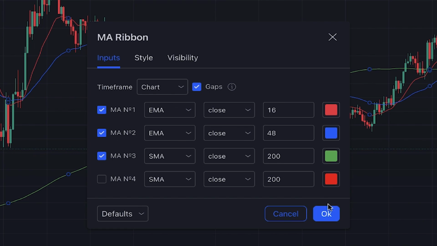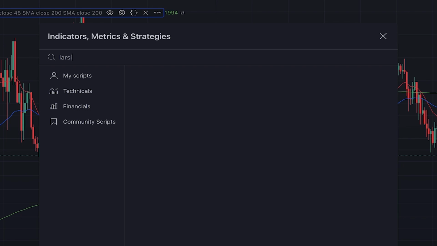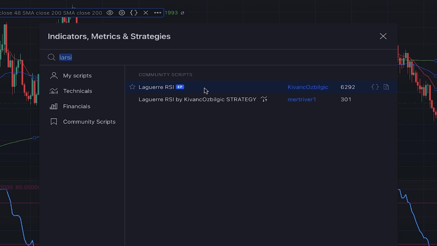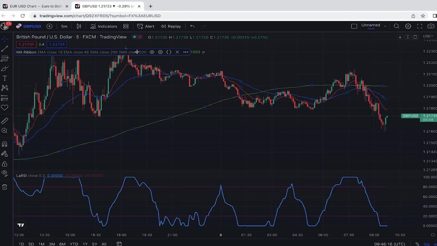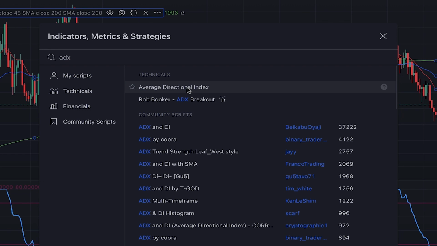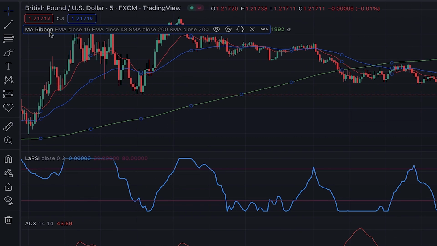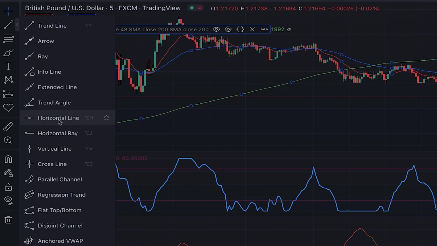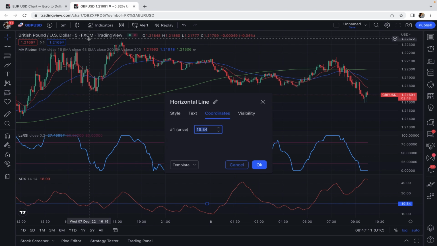Alright, we added the required moving averages, and let's add the next indicator, which is Lager RSI. This one, which is written by someone named Kivong Ozbilgik, and we use this indicator with its default settings. And the last indicator that we should add is ADX, Average Directional Index, this one. We use ADX with its default settings, and we just add a horizontal line for ADX here at 20 levels, so it can help us better with the trading signals.